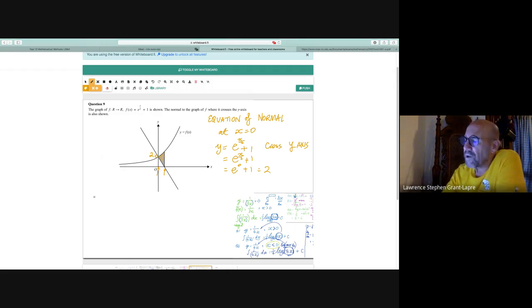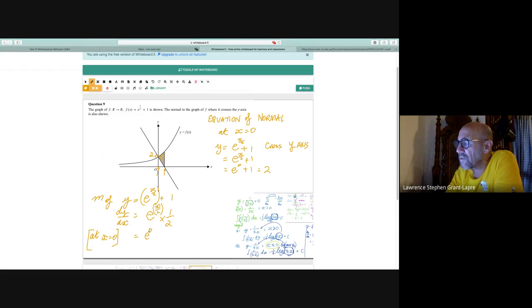What is the gradient? Well, the gradient of y equals e to the power of x over 2 plus 1 is the derivative dy/dx. And here's an application: the derivative of e to the power of x over 2 is e to the power of x over 2 times the derivative of that bracket, a half. And at x equals 0, the gradient will be e to the power of 0 times a half, which equals a half.